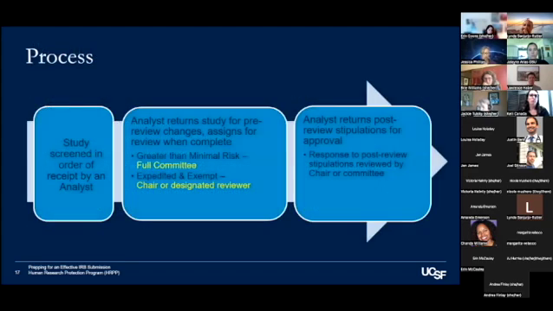So the whole process, you submit your study to your IRB. It's screened by an analyst. It goes to the appropriate group to be reviewed. There might be changes needed, so it could be sent back to you. We call those stipulations. And depending on what the committee has decided, it might need to go back to the committee, or it could just go to one analyst to review your responses.